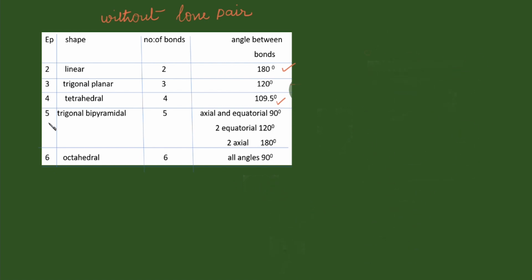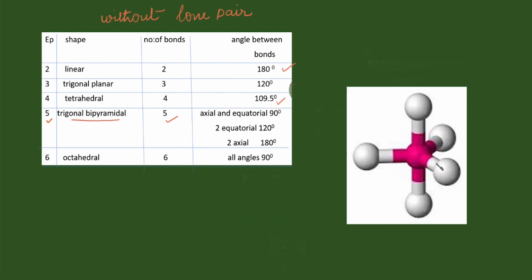Electron pair is equal to 5. Without lone pair, number of bonds is equal to 5. The shape is trigonal bipyramidal. This is the central atom. These are the 5 atoms equivalent to this 5 bond. There are axial and equatorial bonds. These 3 bonds are equatorial and these 2 bonds are axial. The angle between the 2 axial bonds is 180 degrees. This is one axial bond, this is one axial bond.